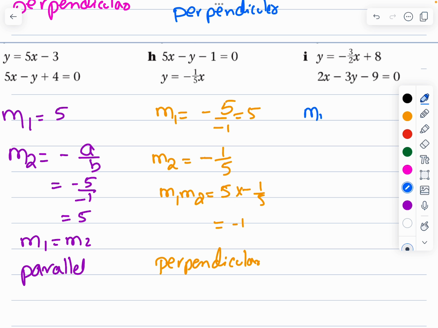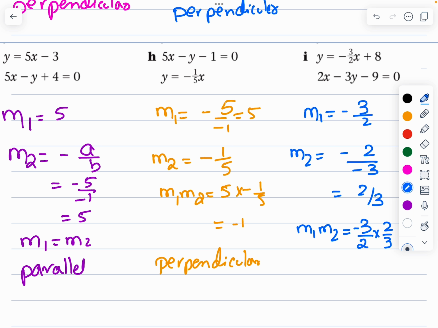Now for I, m1 equals -3 upon 2. m2 equals minus a upon minus b, which is 2 upon 3. So m1 times m2, which is -3 upon 2 times 2 upon 3, which is -1. So therefore they are perpendicular. If the product equals -1, they are perpendicular.